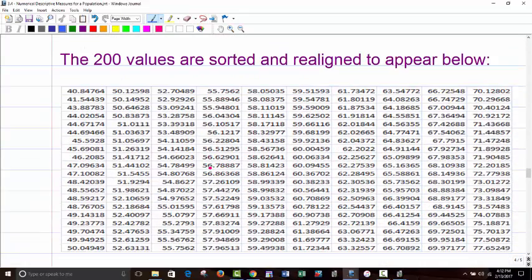Now I took the data and sorted it. Obviously, Excel would have dumped it down a column, but for visual purposes, I took it and made 10 columns of 20. I didn't want to waste a lot of space by going 200 numbers down a column here. So I took them and grouped them in 10 blocks of 20. They're already sorted.